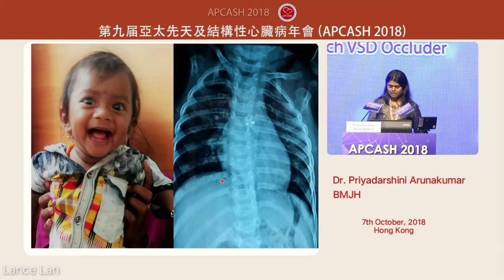So here's our baby who came at 2-month follow-up with some weight gain and the device looking beautiful, and the cardiomegaly has regressed.